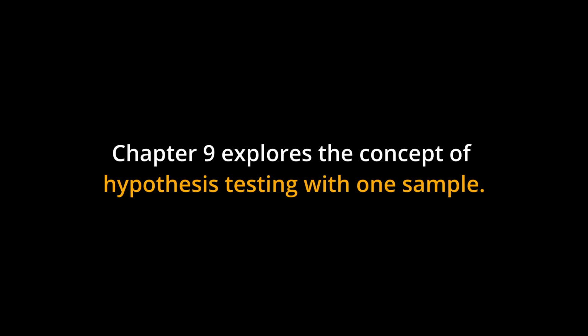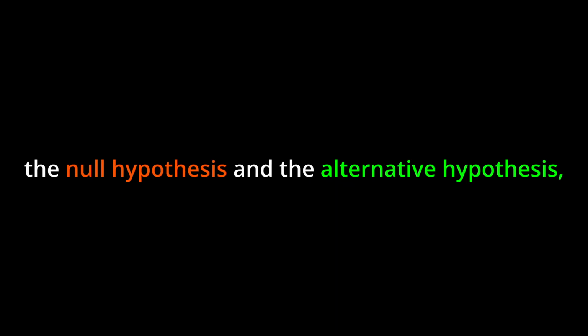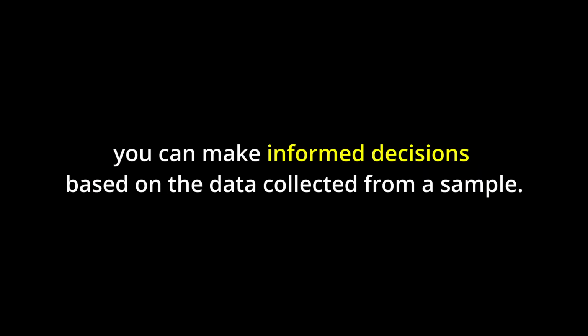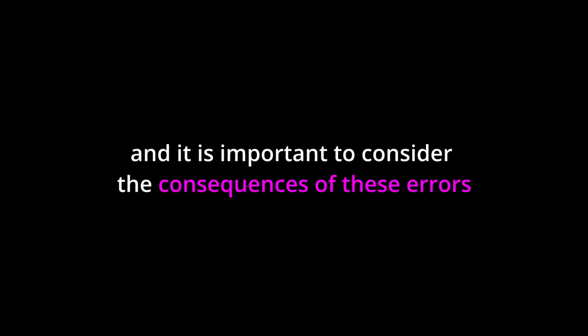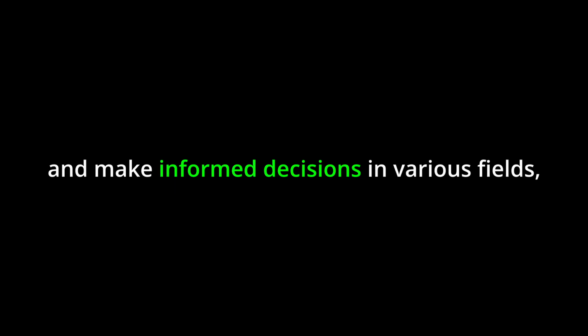Conclusion. Chapter 9 explores the concept of hypothesis testing with one sample. By understanding the difference between the null hypothesis and the alternative hypothesis, as well as the four possible outcomes of a hypothesis test, you can make informed decisions based on the data collected from a sample. The probabilities of type 1 and type 2 errors play a crucial role in hypothesis testing, and it is important to consider the consequences of these errors in real-world applications. By applying the concepts learned in this chapter, you can analyze data, draw conclusions, and make informed decisions in various fields, including medicine, research, and business.